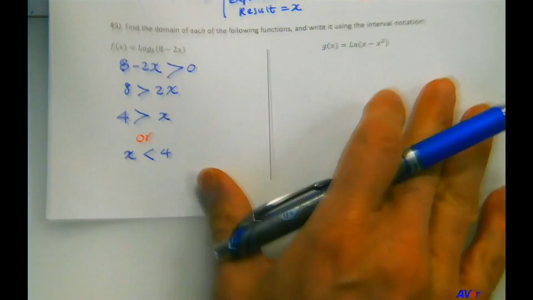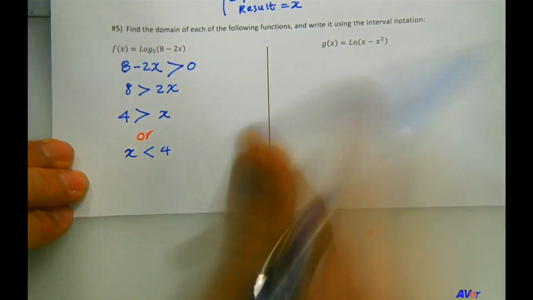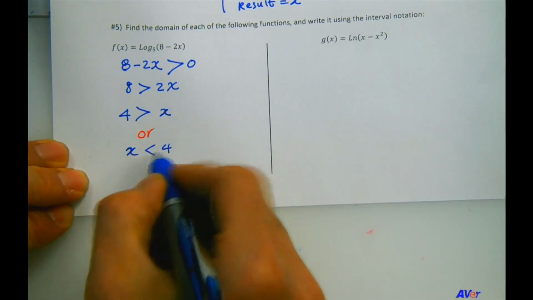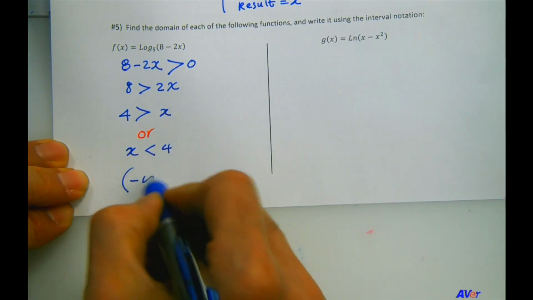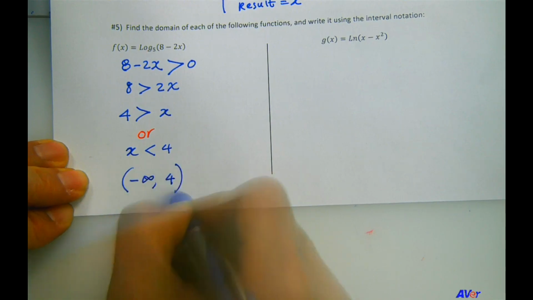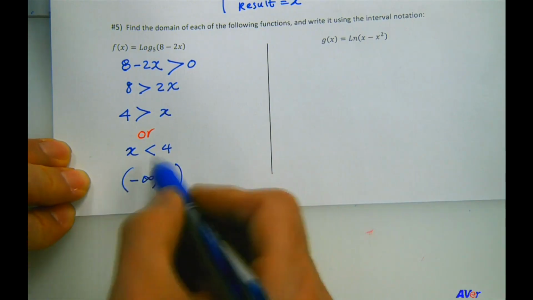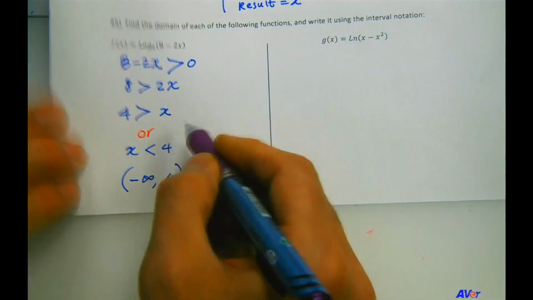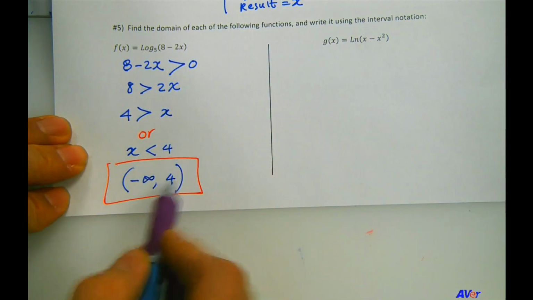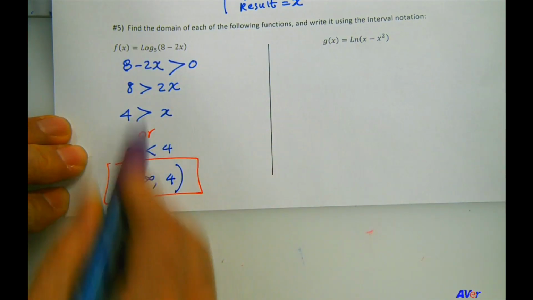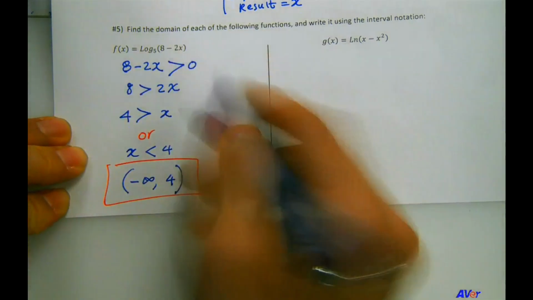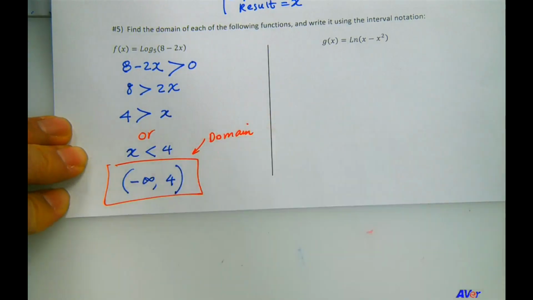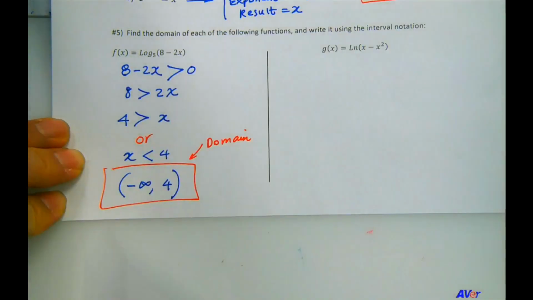Okay? All right. So they're asking us to give this answer using the interval notation. So anything less than 4, right? So negative infinity comma 4 parenthesis. The parenthesis indicates that 4 itself is not part of the solution. Anything less than 4 is the answer, is in the domain of that. All right? This is the domain of this function.